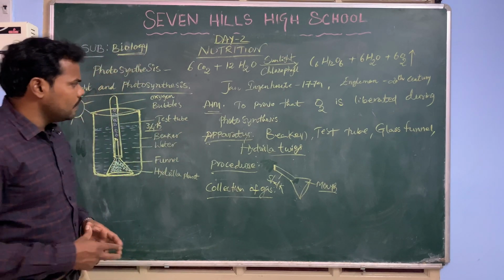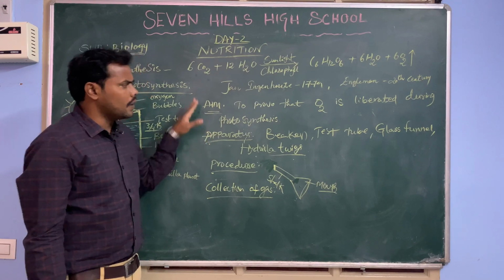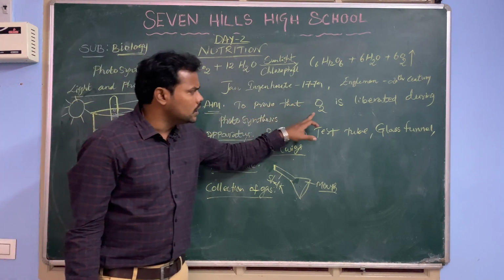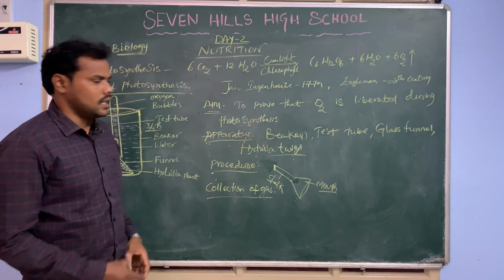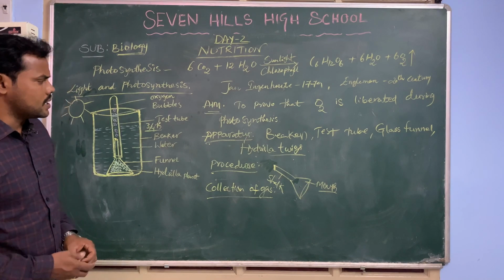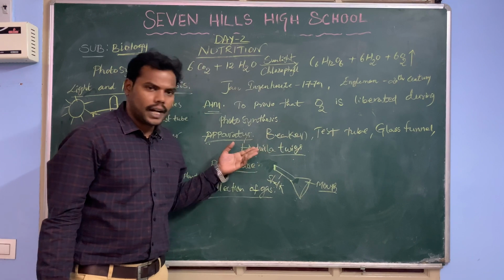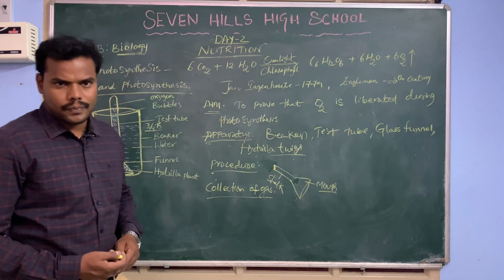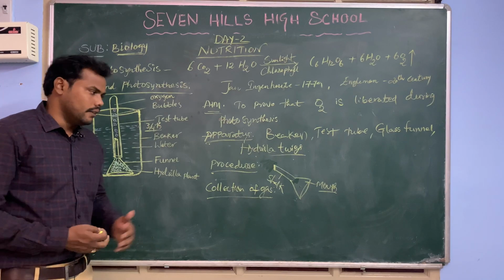In that lab activity, what is our aim? Our aim is to prove that oxygen is liberated during photosynthesis. For that we collect some apparatus like a beaker, test tube, glass funnel, and Hydrilla twigs. These are the apparatus we collected for this activity.